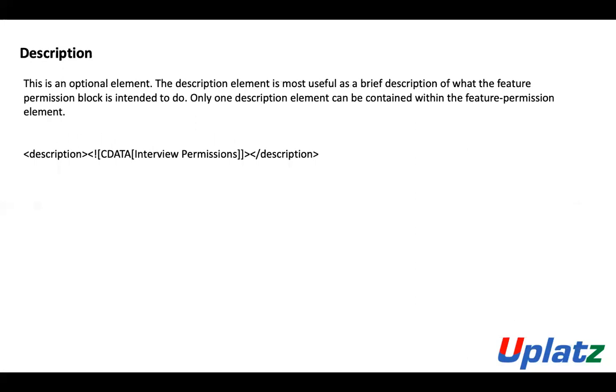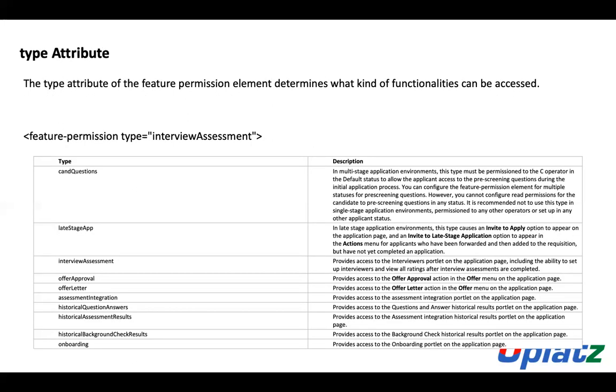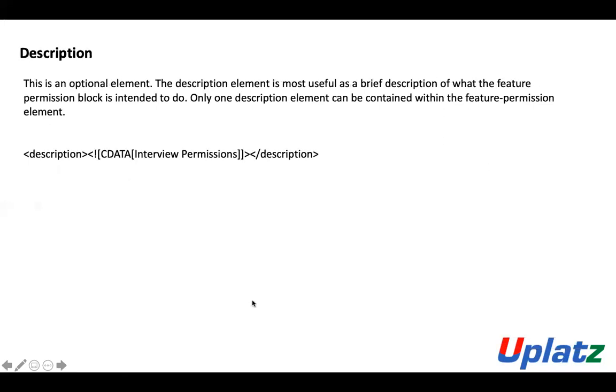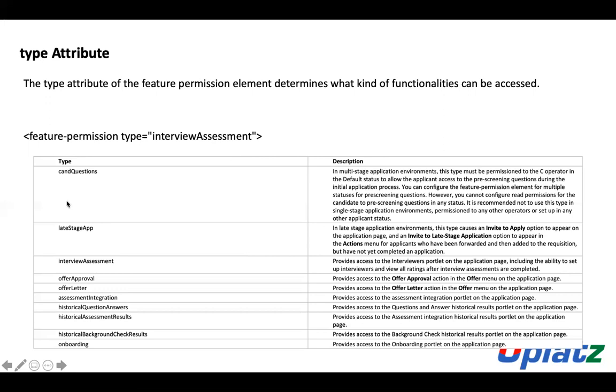So description is going to be optional and completely customizable, and only one description can be mentioned for the feature permission. So the feature permission is kind of an important aspect. Based upon the level or the type that you want to declare, just mention, okay, this is the type that I'm going to mention. And only these are the types that we allow, okay? And yep, this is what we're going to be talking about, the interview assessment right now. Taking an example of feature permission equal to interview assessment.